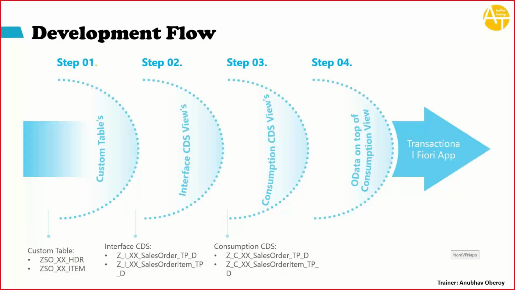So it is going to be a 4-step process. In step 1, I'm going to develop two tables. One is sales order header and one is sales order items. These custom tables eventually will contain our data for sales orders. Then we will go to step 2, where we will build interface CDS views, which will also work like business object with the transaction processing enabled along with the draft capabilities.